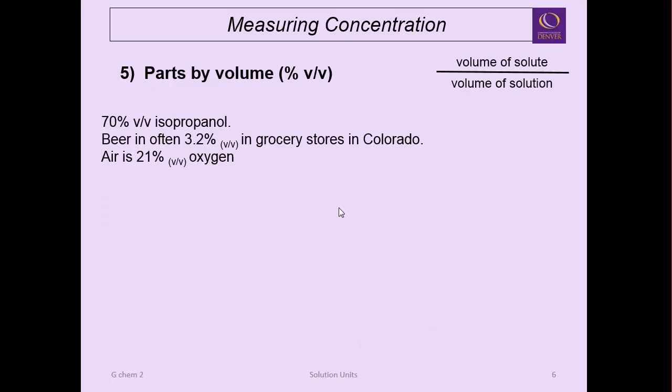Parts by volume, very similar concept, but in this idea, you're basically trying to dispense a solution, 4 mils, 5 mils of solution, but you want to know how much of the important solute is being dispensed according to the amount of solution you dispense. So for example, if you have 70% isopropanol, like you would see in the drugstore or the grocery store, rubbing alcohol, that means of the total volume of 100 mils, for example, only 70 mils of that would be isopropanol. If I was to drink 100 mils of beer, 3.2 mils of that would actually be ethanol.